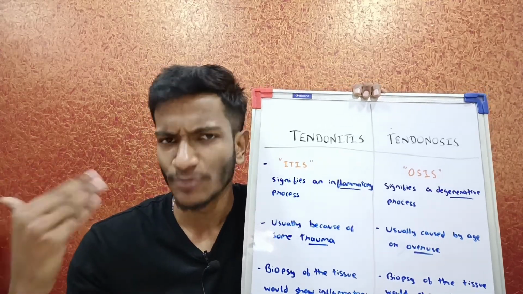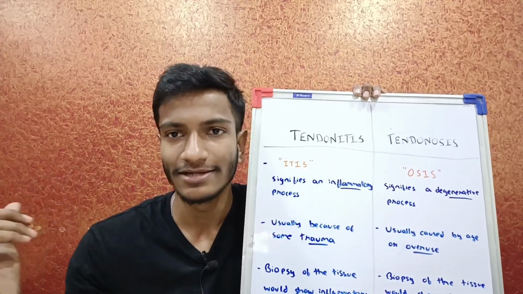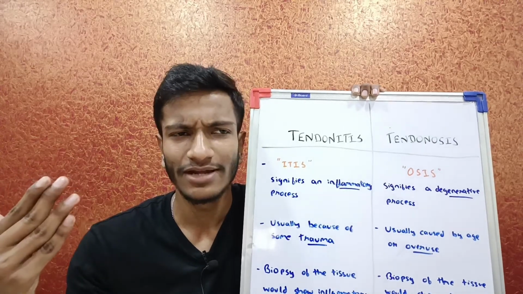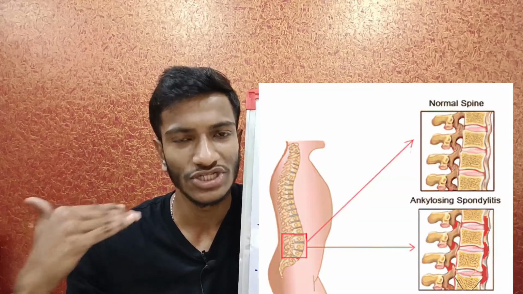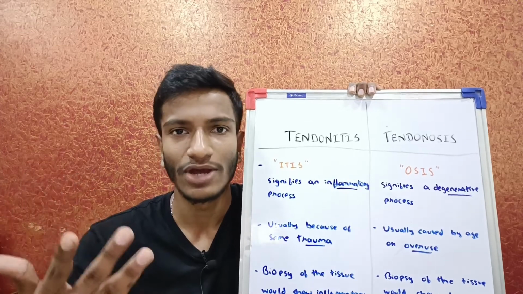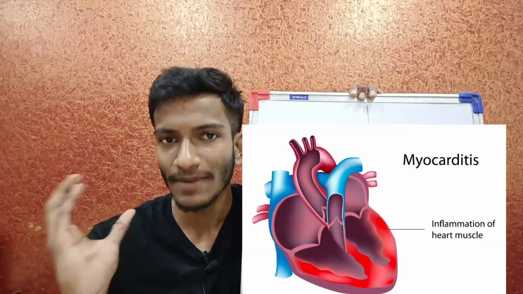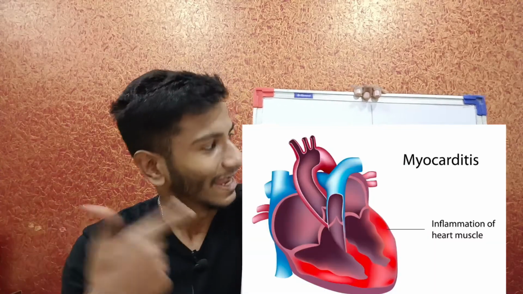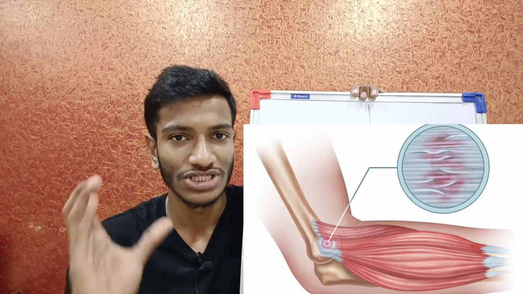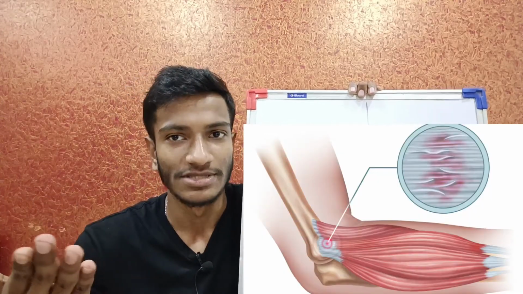So spondylitis. Spondy refers to spine and itis is inflammation. So spondylitis is a condition where there is inflammatory changes in the spine. Same in myocarditis, there is inflammatory changes in the myocardium, which is the heart muscle. And in tendinitis, there is inflammatory changes in the tendon of the muscle.